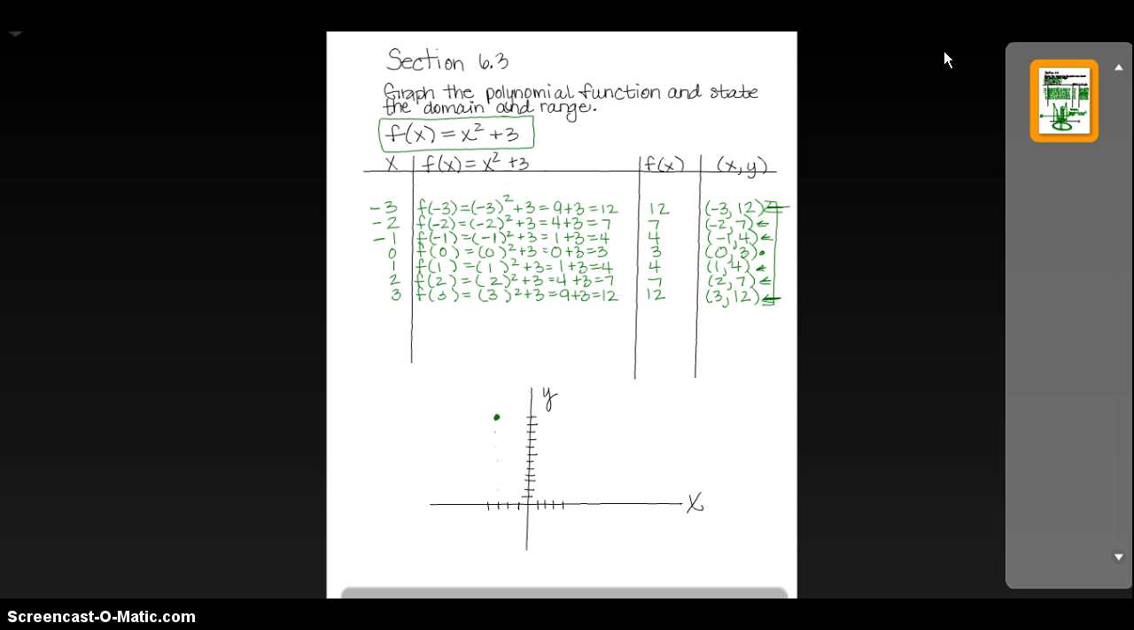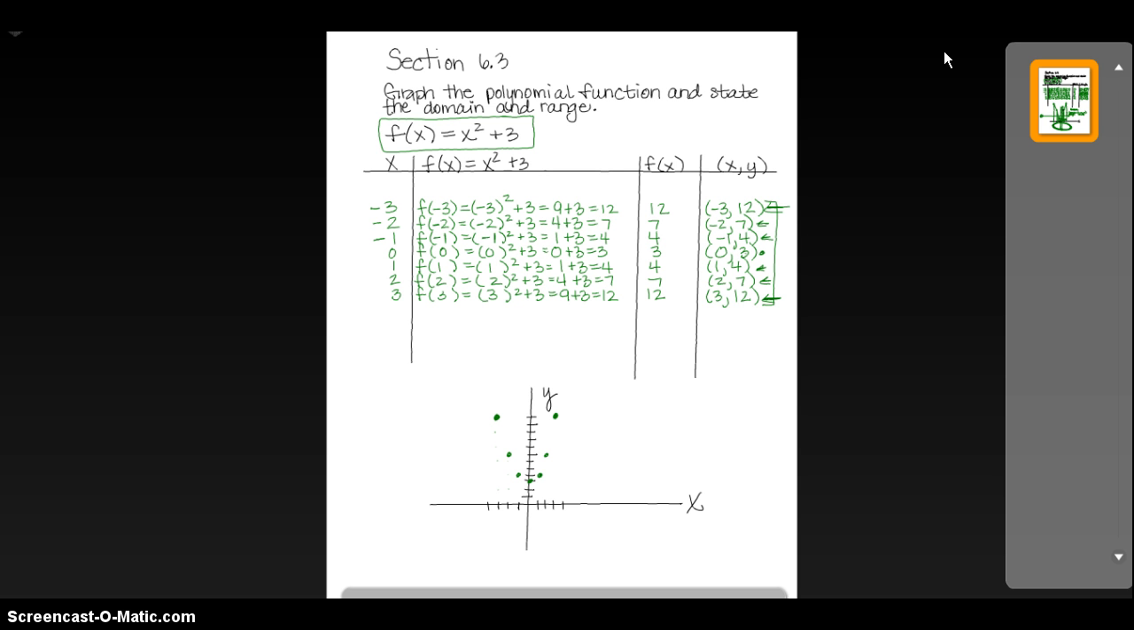And then let's do negative 2, 7. Negative 1, 4. 0, 3. And then we have 1, 4. So you can see how my points are going back up. They were getting lower, 12 down to 7, down to 4, down to 3. Now they're going back up to 4. And then I have 2, 7. And then 3, 12.